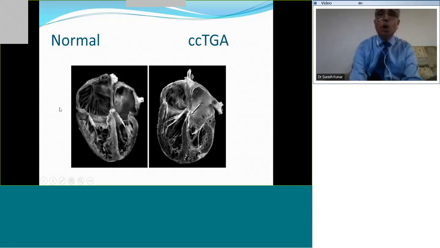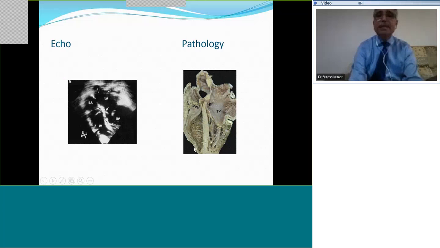So this is the difference between the normal and corrected transposition. In this 3D image, in normal, you can see that the mitral valve, the right ventricle is on the right side, the smoother ventricle is on the left side, and the AV valve offsetting is such that the left-sided valve is higher. As against this one, the right-sided valve is higher and the right-sided ventricle is coarsely trabecular. This again is just correlating that with the four-chamber view on echocardiography. Not a great echo, it's a textbook picture.